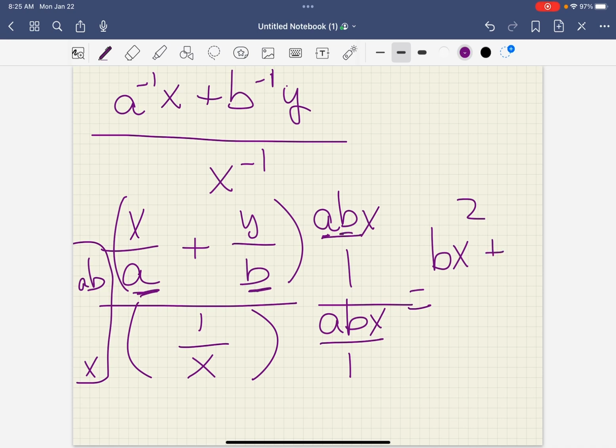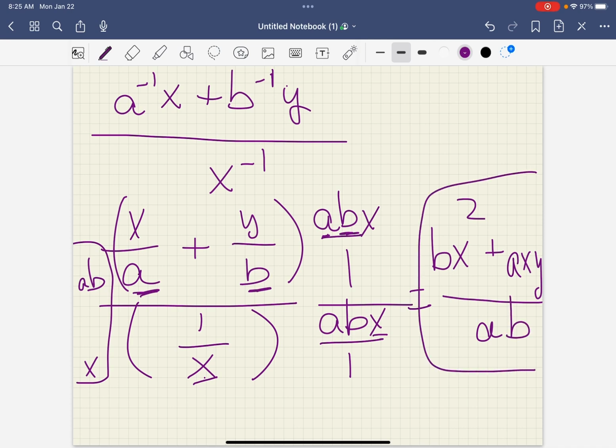Here, the b is going to cancel, which is going to leave me with the a and the x. So we multiply that times y and get axy. In the denominator, the x cancels, which leaves us with ab. So ab times 1 is ab. And you're done. So the most difficult part of this problem is recognizing that you can't just move these guys up and down to get rid of them. You have to rewrite it like this to start with.